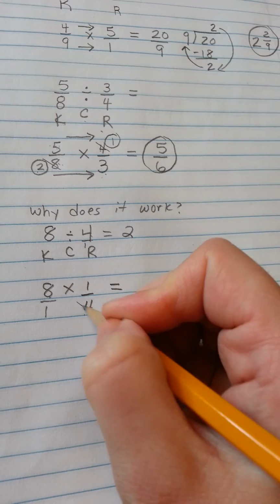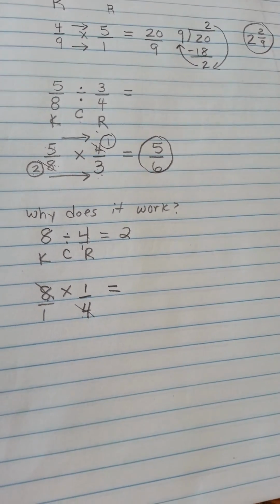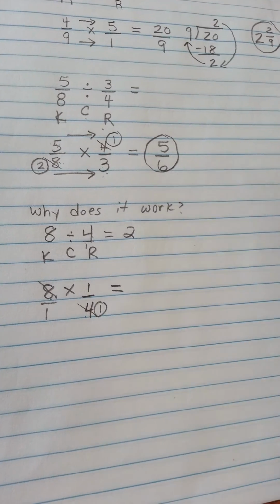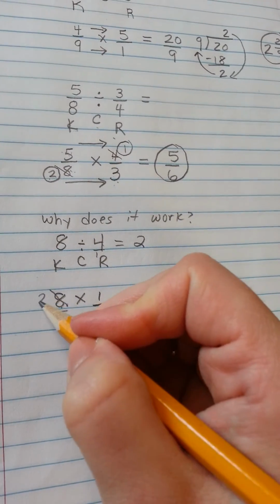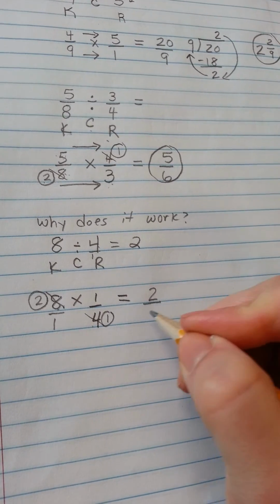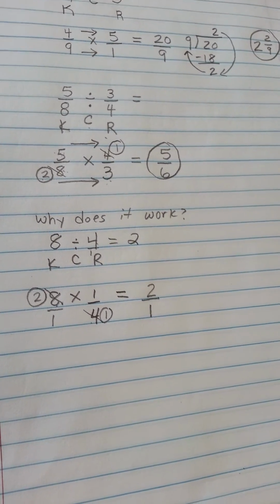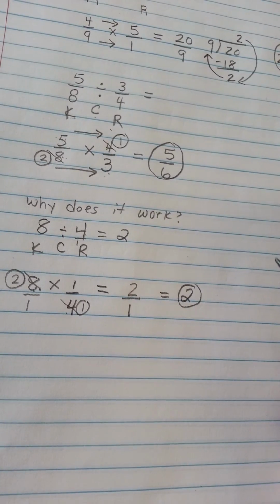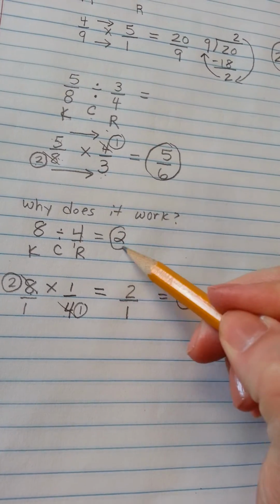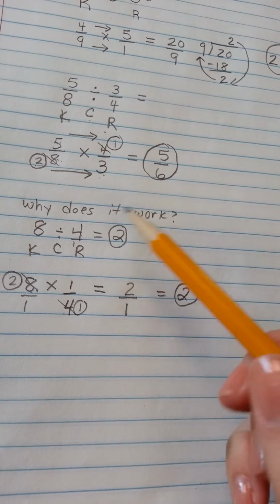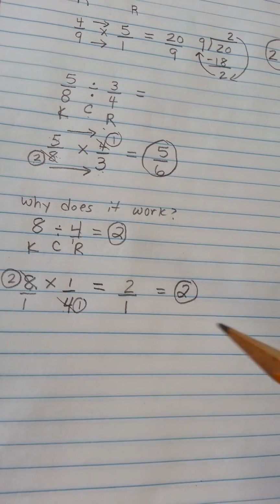If I did cross-simplify, 4 goes into each number. It goes into itself 1 time, and it goes into 8 2 times. 2 times 1 is 2, and 1 times 1 is 1. So my answer is 2. Is that the same answer I got before? So there is a reason it does work even with whole numbers.